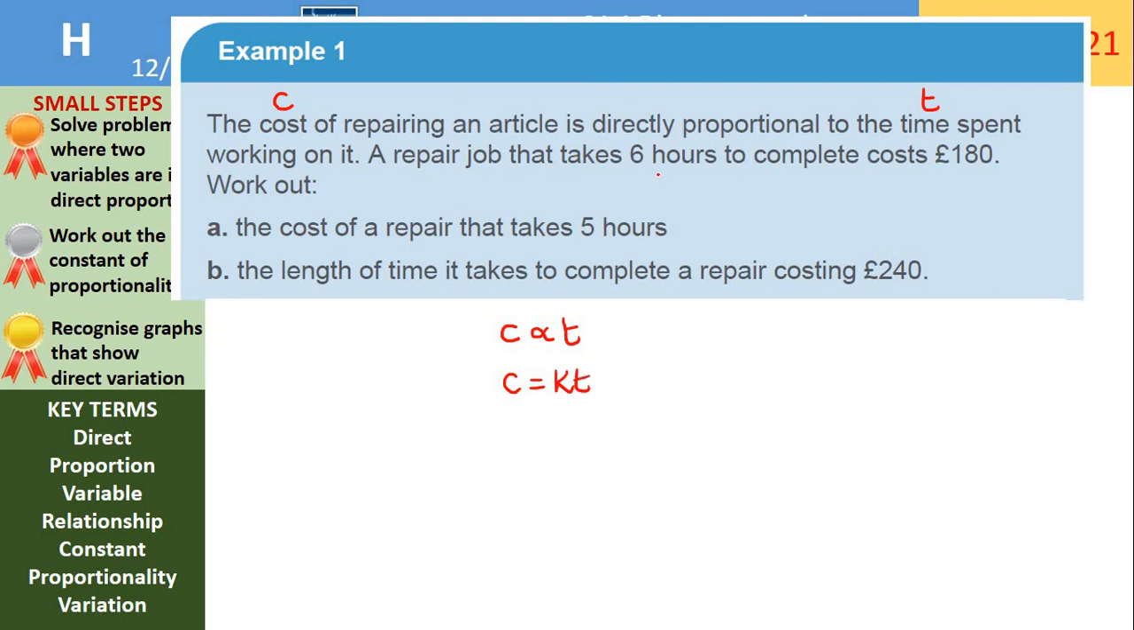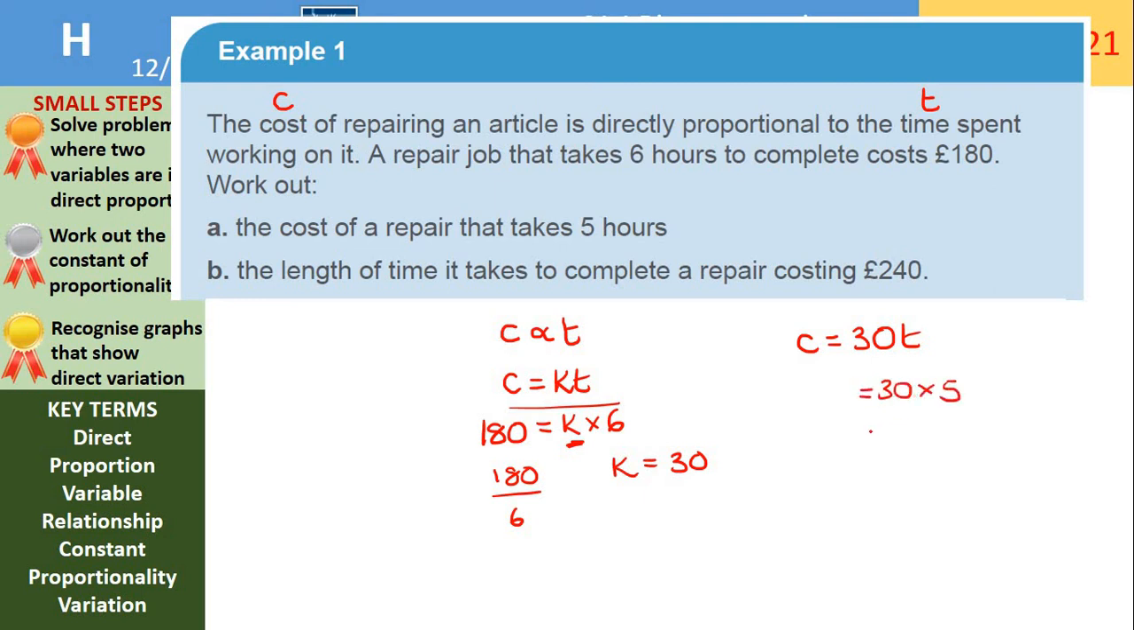A repair job that takes 6 hours, so that's my time, so it's telling me my time is 6 hours, costs £180. This means I can work out what my constant K is, so 180 shared by 6 will give me that K is equal to 30, so my formula would be C equals 30T. The cost is equal to 30 multiplied by the number of hours. So part A, work out the cost of repair that takes 5 hours. So now that would be 30 multiplied by 5, so that would be £150.